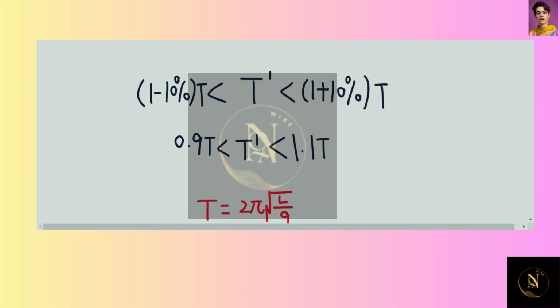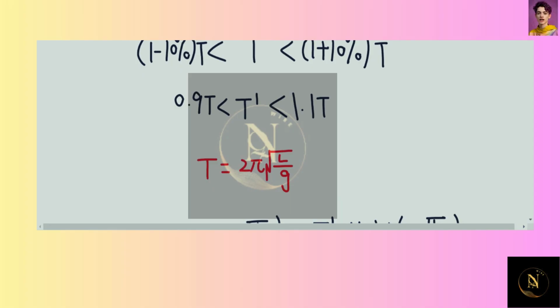Okay, so since the period was adjusted by 10% by changing the length of a pendulum, we have the new time period, T prime, which should be between 1 minus 10% of the original period and 1 plus 10% of the original period. So the range of the new time period should be between 0.9T and 1.1T.